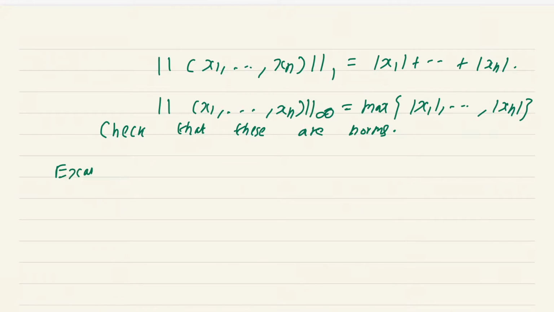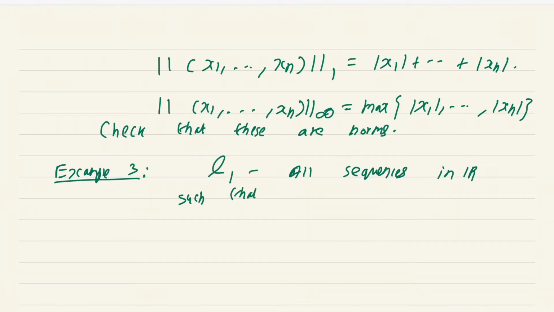Example 3. We denote by little l1 all sequences in R such that summation mod xn is less than infinity. All sequences xn in R such that summation mod xn is less than infinity. In other words, this little l1 is the collection of all sequences whose corresponding series is absolutely convergent.